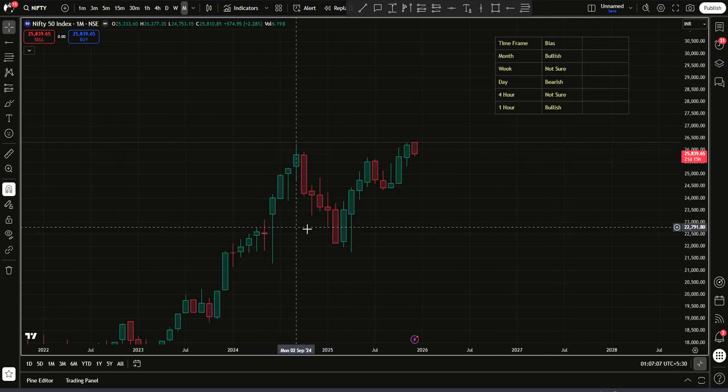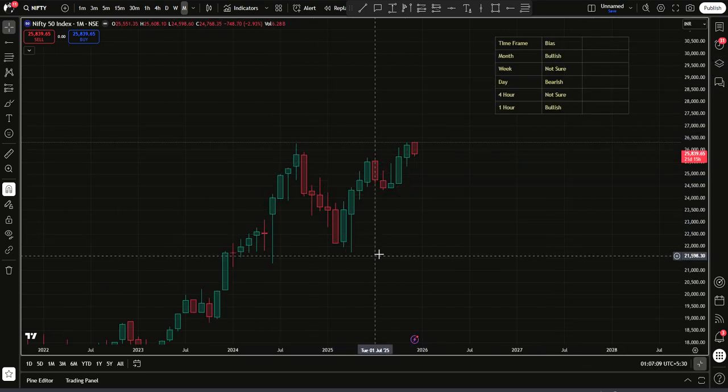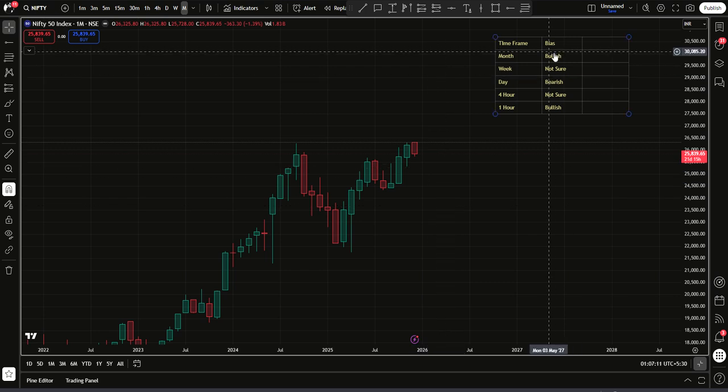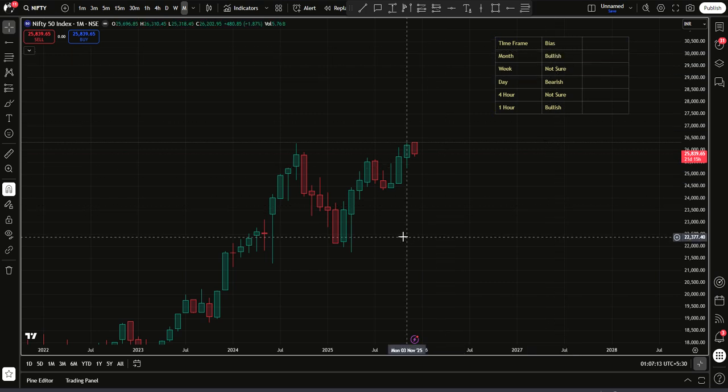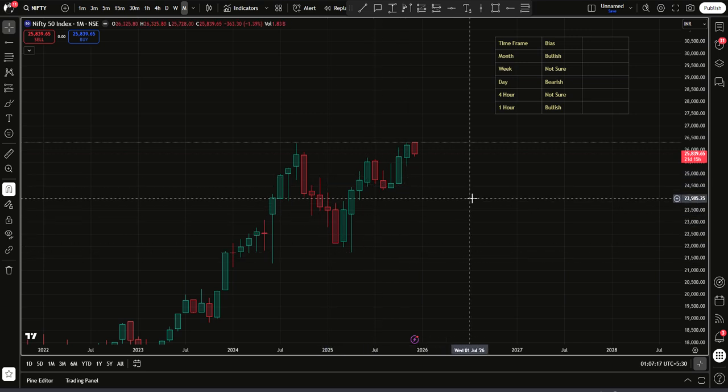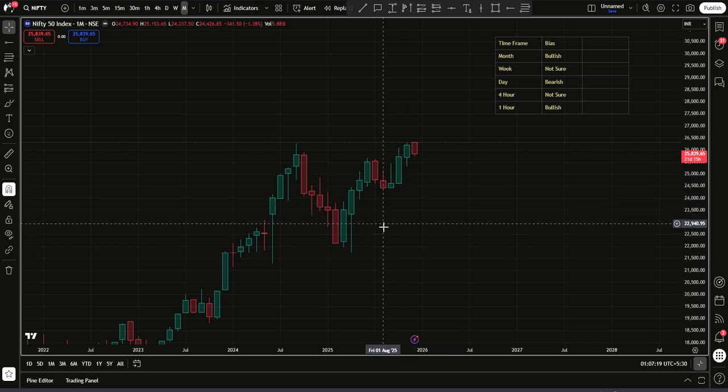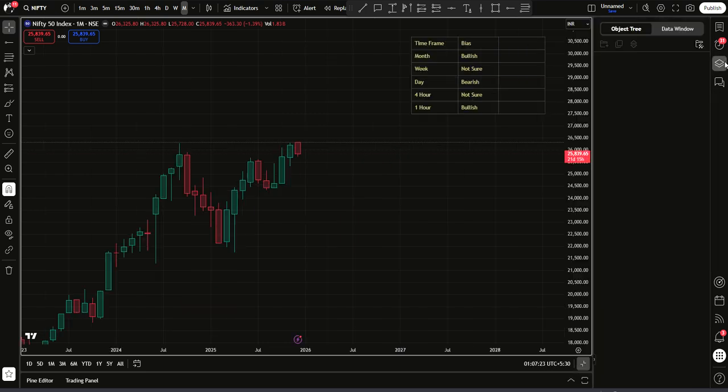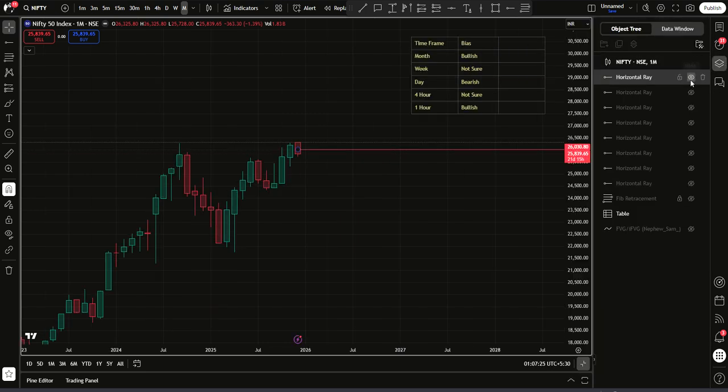So this is the Nifty on a monthly time frame. The bias is bullish. Why is it bullish? We have been creating higher lows consistently. So that means buyers are buying at higher levels with confidence. So what are the important levels?